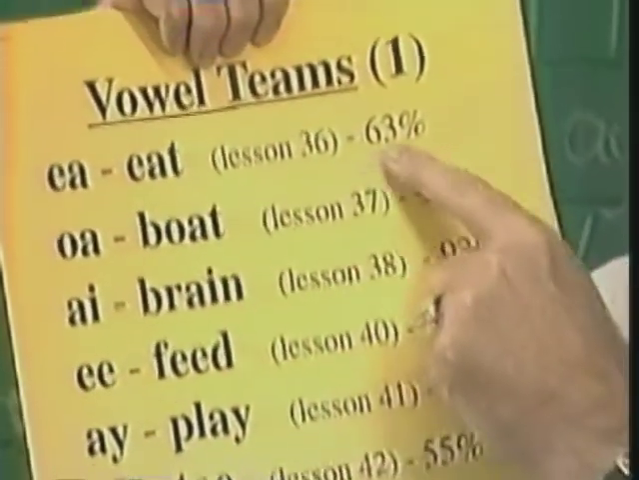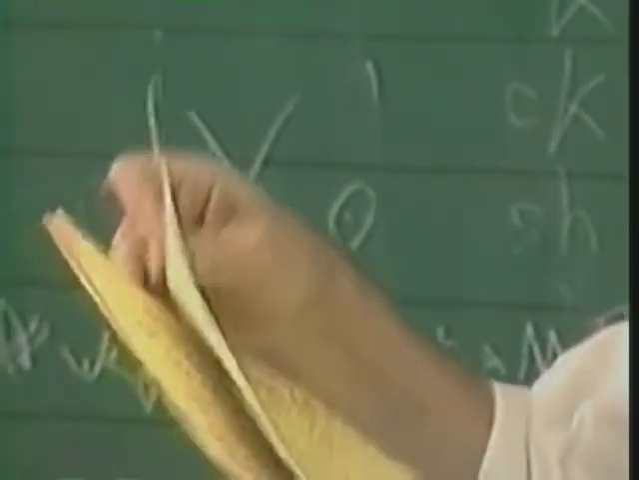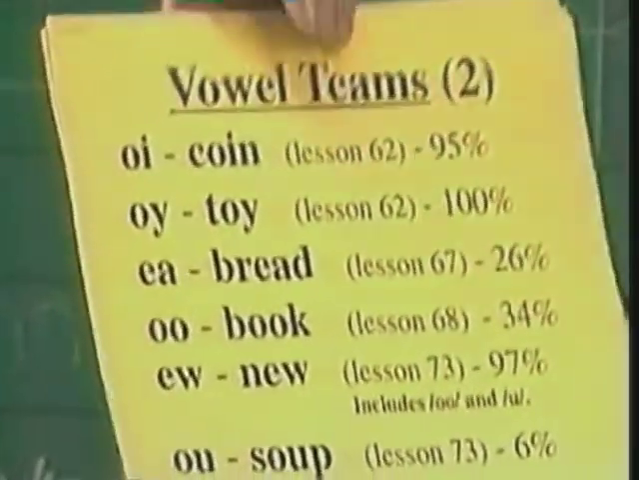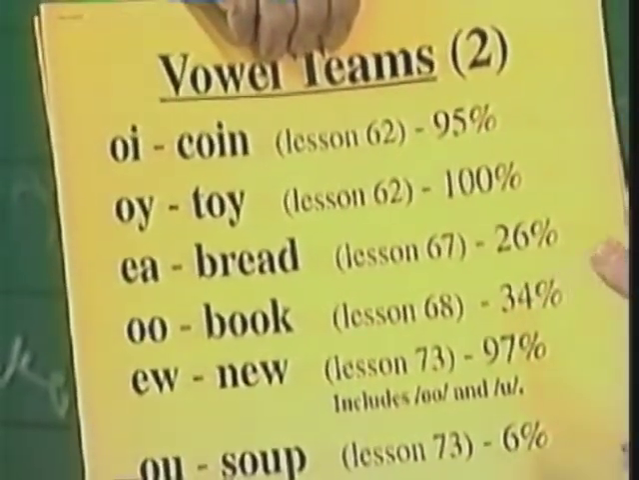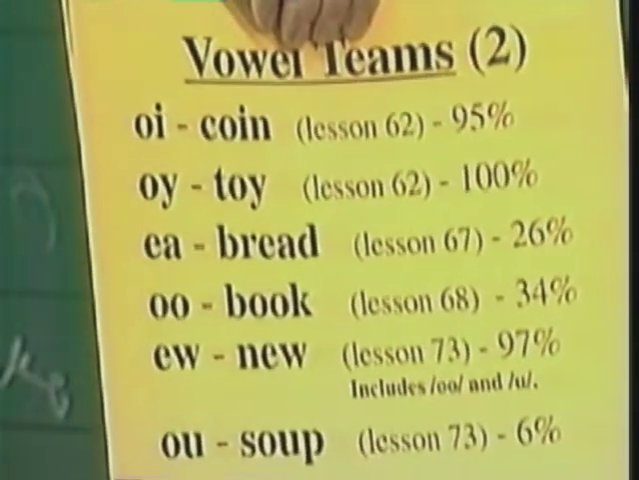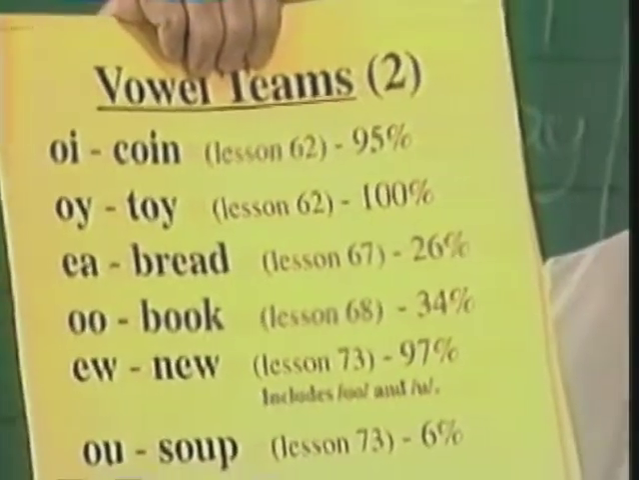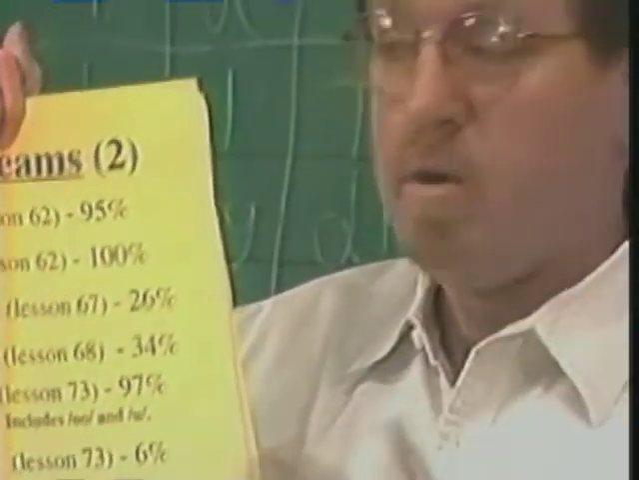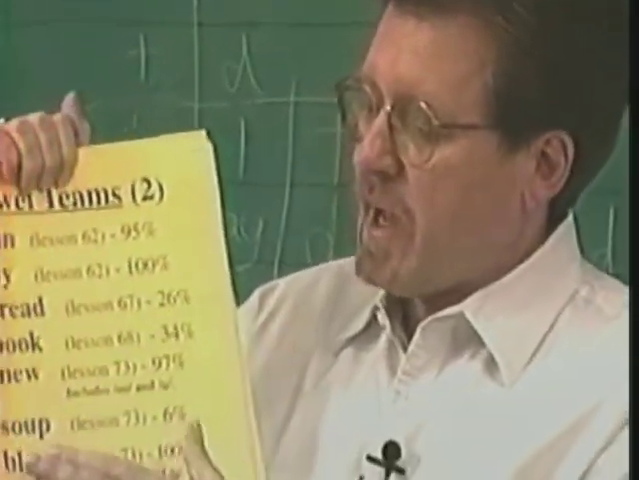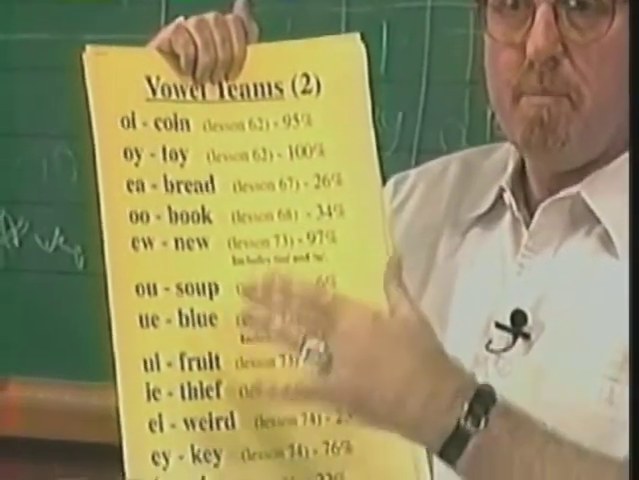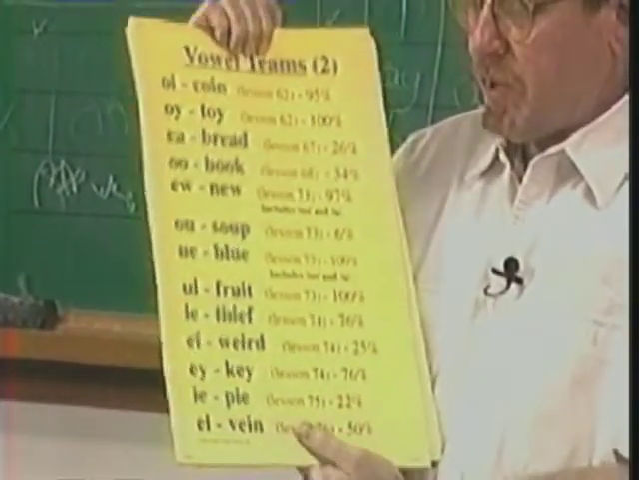EA spells E 63% of the time. Now a little bit later in the program, EA spells E 26% of the time. So E is your first guess, E is your second guess. Then we have three sight words, break, stake, and great. And those are the three that sound like A, and we teach those as sight words. But you see how this makes students be able to make better guesses when they see vowels and vowel combinations.